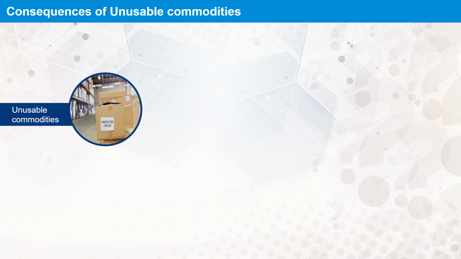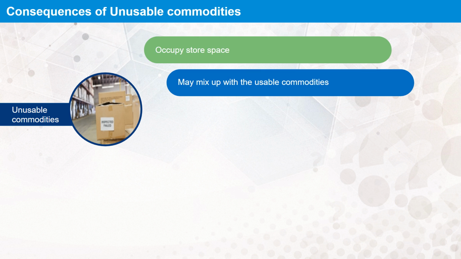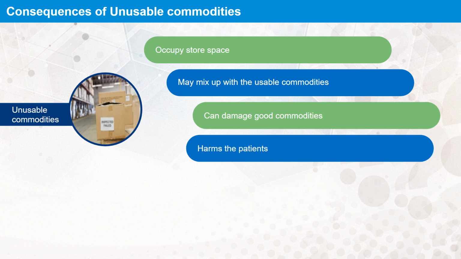Are you wondering what happens when commodities become unusable? There are a number of consequences when commodities become unusable. They occupy store space and have increased possibility of mixing up with usable commodities. Unusable commodities can damage good commodities due to contamination, and they may harm the patients, may not be effective, or may cause adverse drug reactions to the patients, adding more suffering and even causing death.